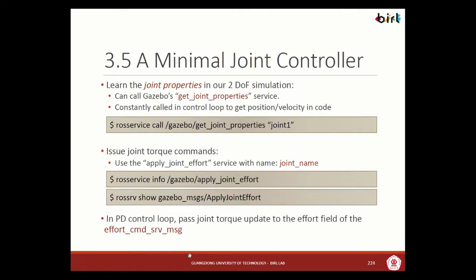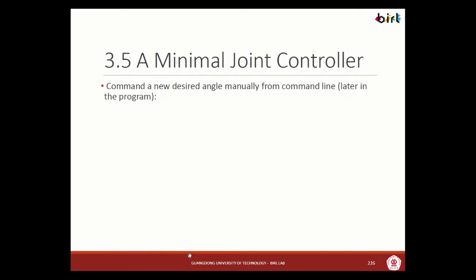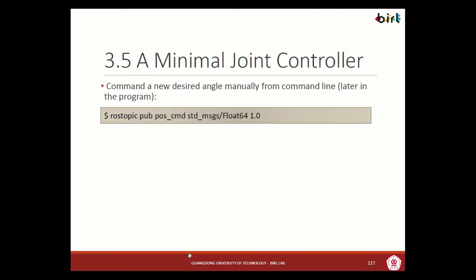So in the PD control loop, we're passing a joint torque update to the effort field of the effort command service message. Okay? We're doing that in a while loop all the time. Sending a new torque command. Go here, go here, go here, go here, go here. Whatever that is. So now what we're going to do right now is manually send a command message to the torque of the joint to move it. Okay? We can do that.